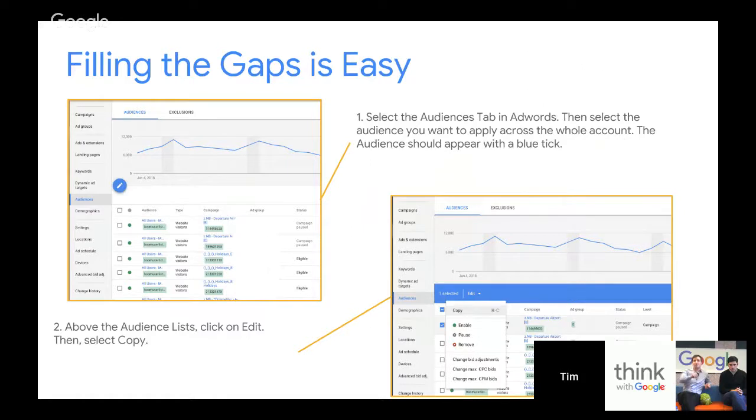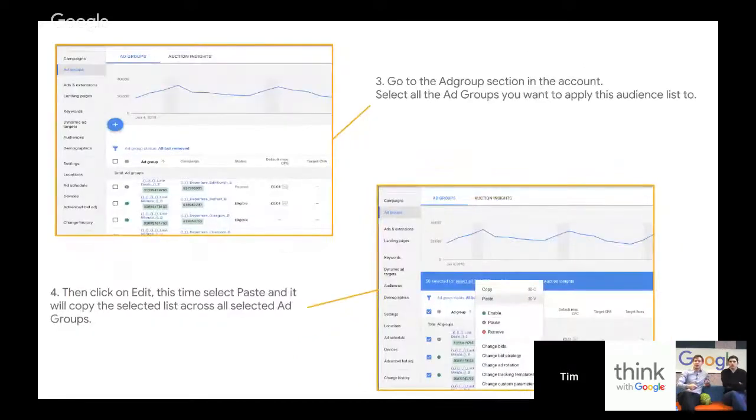So in the AdWords tab, you can select the audience that you want to apply within the Audiences tab, click on Edit, Copy, and then that should have saved that list to copy it. And what you can then do is go into the ad group section or the campaign section, wherever you're applying these lists. Select all the campaigns or all the ad groups you want to paste across these audience lists to, and you can click Edit and then click Paste.